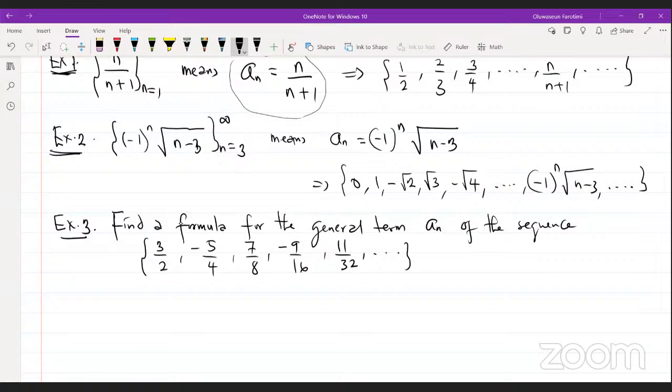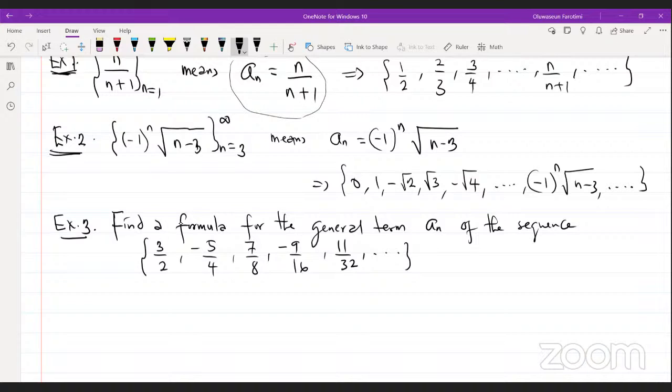Now, my concern again is to find a formula that produces this, which is pretty much the nth term. The nth term, the a_n that we write, is like the generator, which tells you when you plug in a certain number, you get this and that.